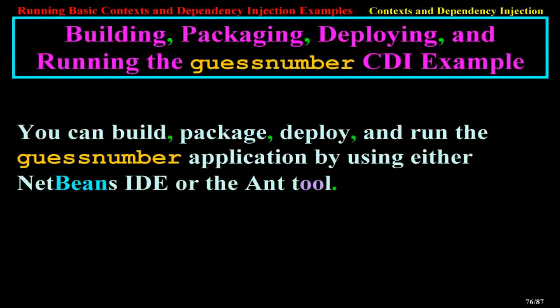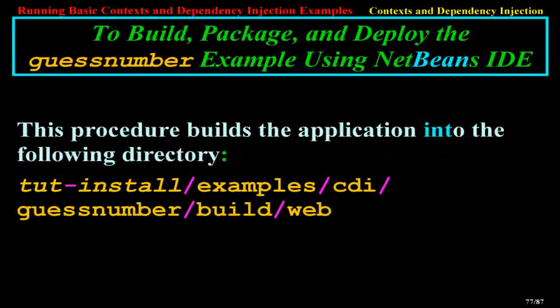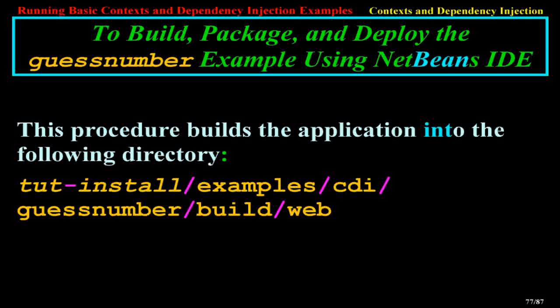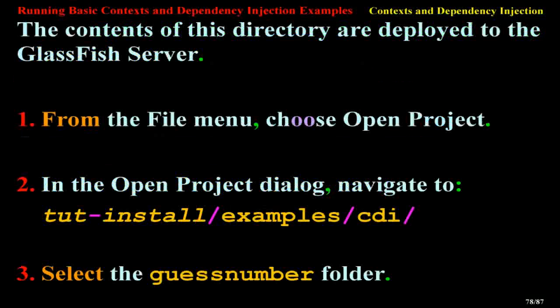Building, packaging, deploying, and running the guessnumber example. You can build, package, deploy, and run the guessnumber application by using either NetBeans IDE or the Ant tool. To build, package, and deploy the guessnumber example using NetBeans IDE: this procedure builds the application into the directory tut-install/examples/web/guessnumber/build/web. The contents of this directory are deployed to the GlassFish server.